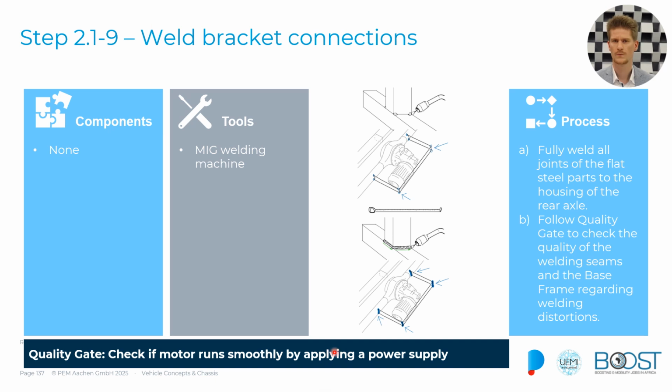So we need again our MIG welding machine, and we're now welding these areas so that they are fully closed. Again, check the welds if everything is fine. Please also check the welds over here, and if everything is done correctly, the motor should run smoothly. We would ask you to test this first of all, and if it has been tested successfully that the motor drives smoothly, this part is now completed.